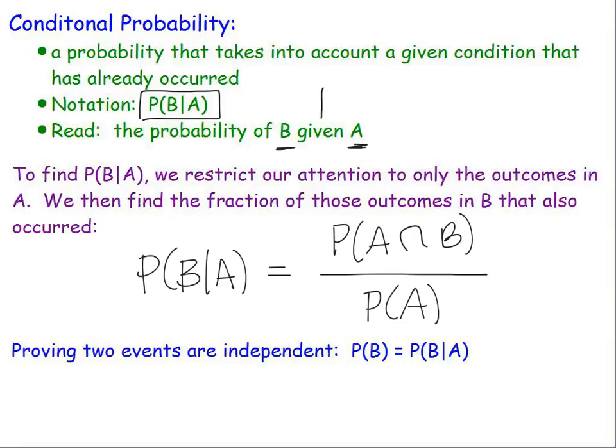Also, we've used the word independent in the previous chapter. We are now instead going to be able to prove whether two things are independent. And in order for two things to be independent, the probability of B happening has to equal the probability of B happening given A has already happened. We're going to use this little part here in our examples a little later on. So we're going to start by focusing on this formula right here. So turn the page and let's look at an example.